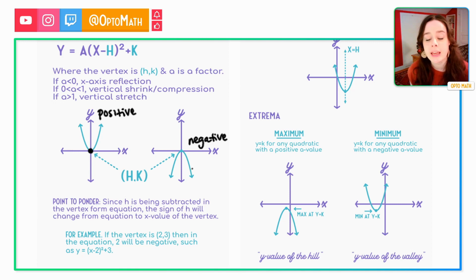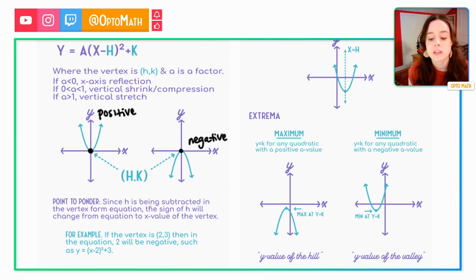If, however, you're negative, so it means a is negative, you've had an x-axis reflection from your parent function. Now your end behavior is down, down, and this is your vertex, and that's the highest point on your function. That's the top. That's like the toppest point of your hill.